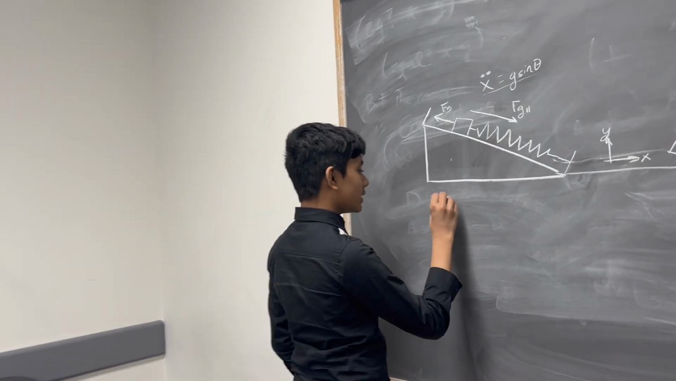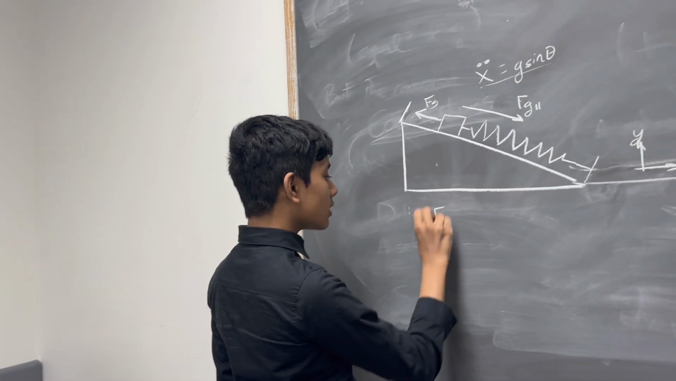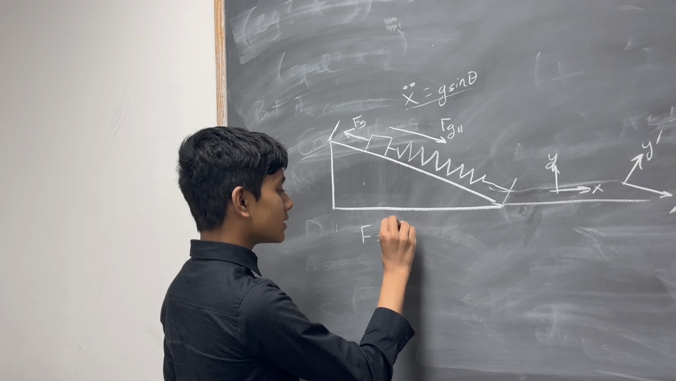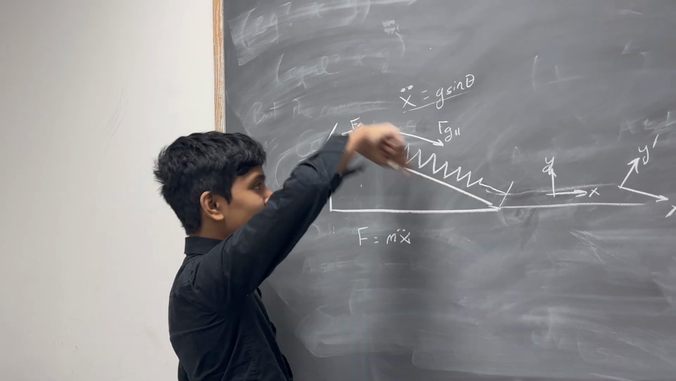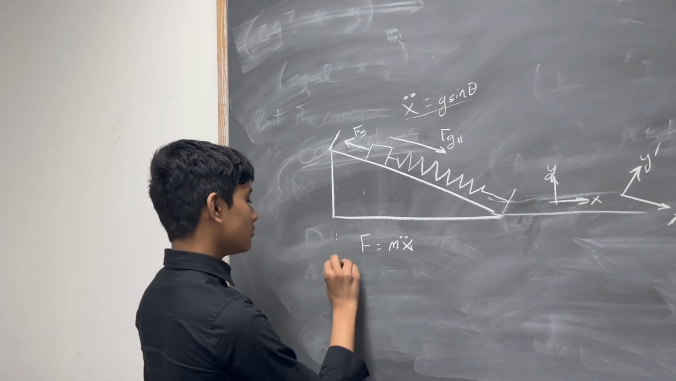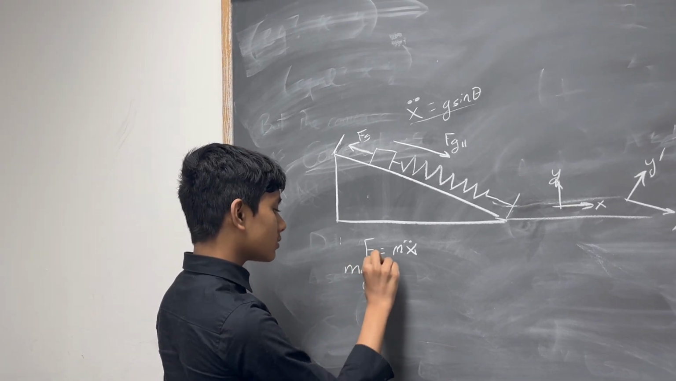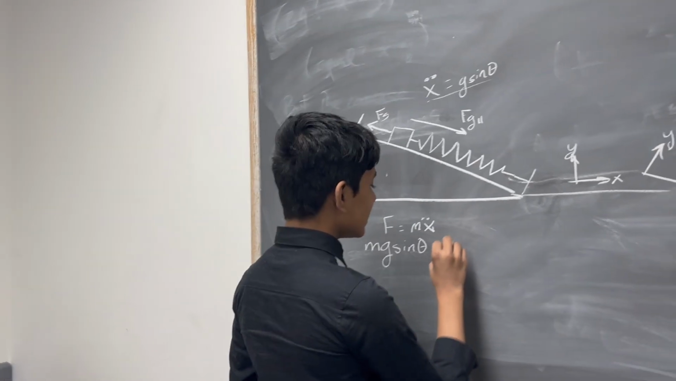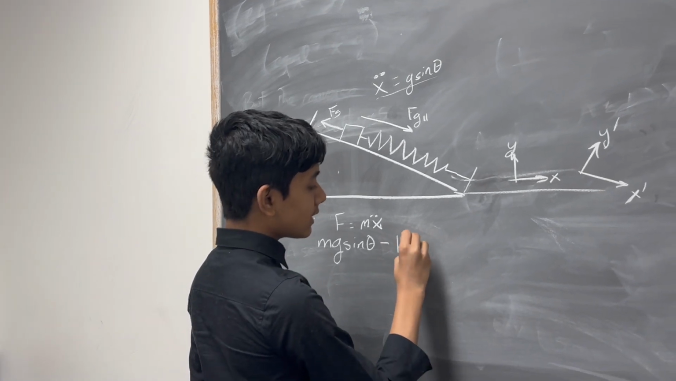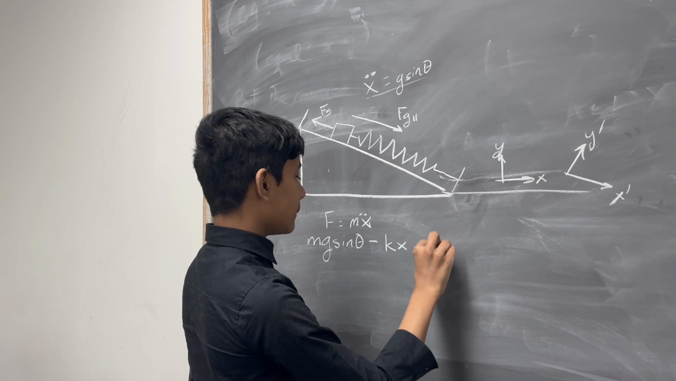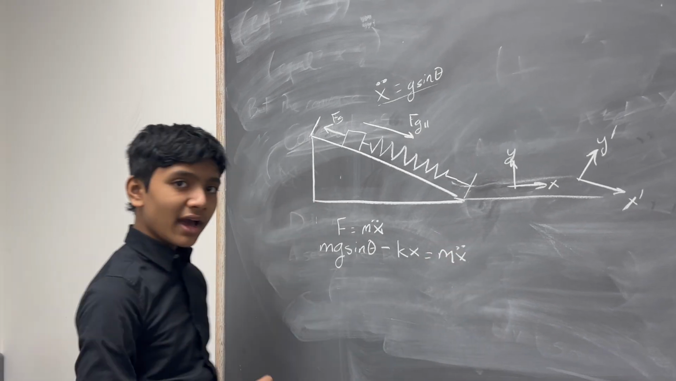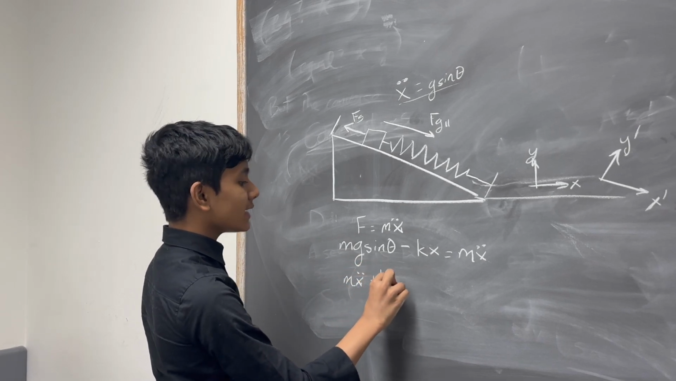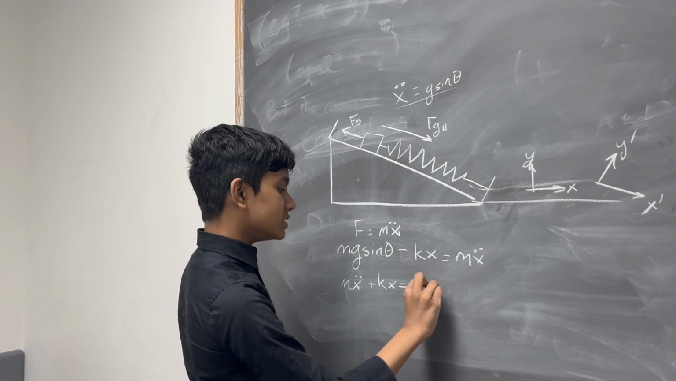According to Newton's laws, the force on an object is equal to its mass times its acceleration. Now, what are all the forces in the direction that matters? Well, there's Fg parallel, which is just mg sine theta, minus Fs, minus k multiplied by x, is equal to m x double dot. So now you have m x double dot plus kx is equal to mg sine theta.